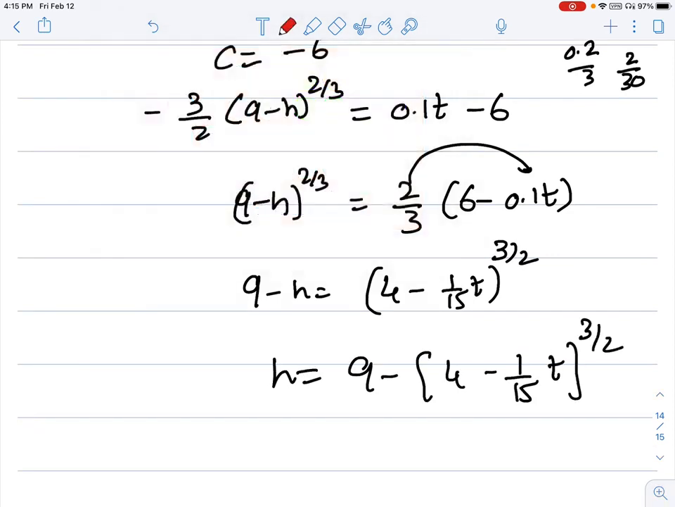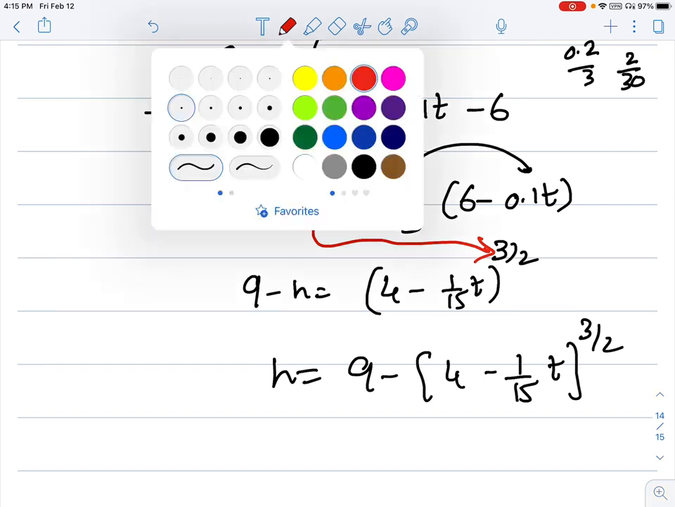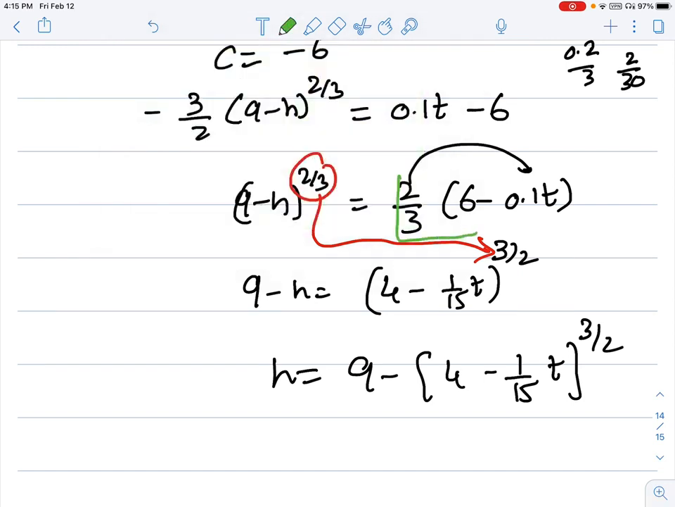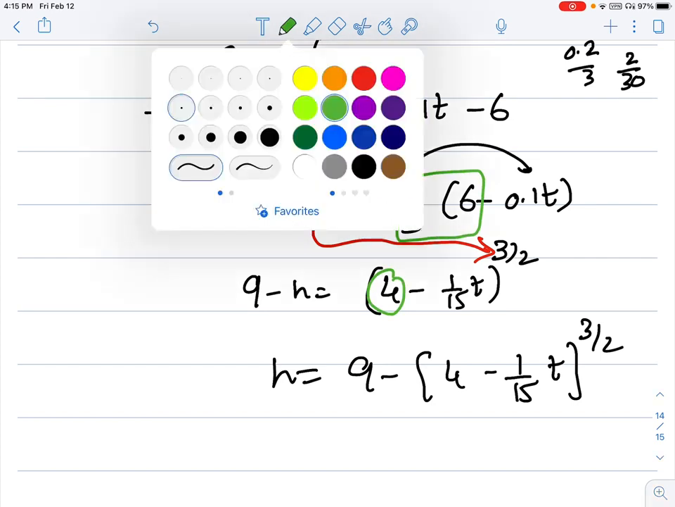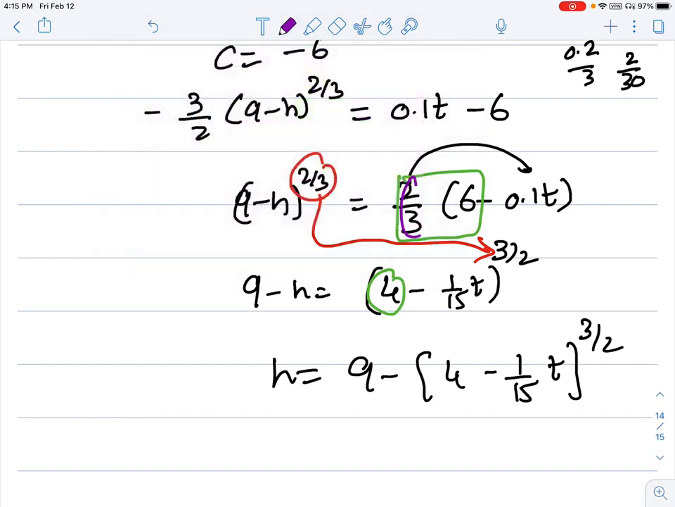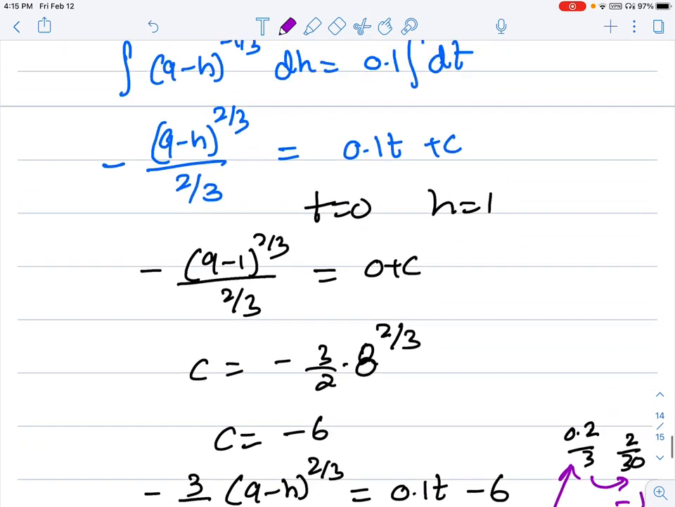So h is equal to 9 minus (4 minus 1 upon 15 t) whole power 3 by 2. When I move this 2 by 3 to the other side, it becomes 3 upon 2. And I do the color coding so that you can understand what I have done. 2 upon 3 times 6 is 4, and 2 upon 3 times 0.1 is 2 upon 30, which is 1 upon 15. That is the value of h.